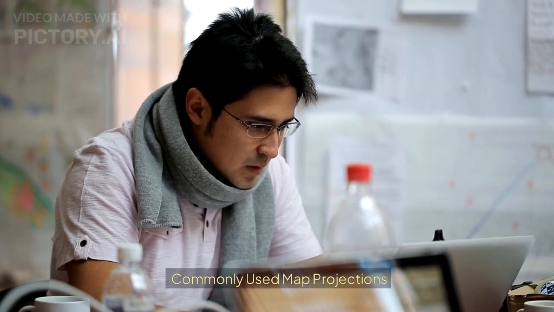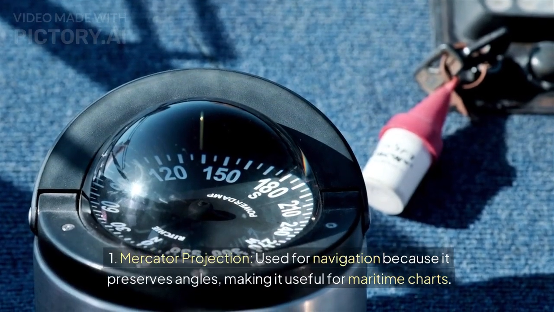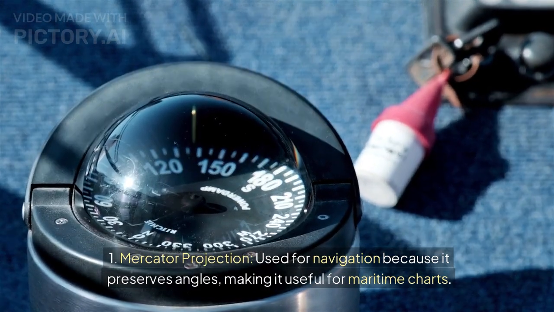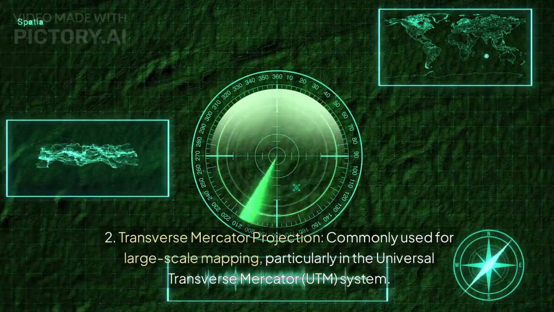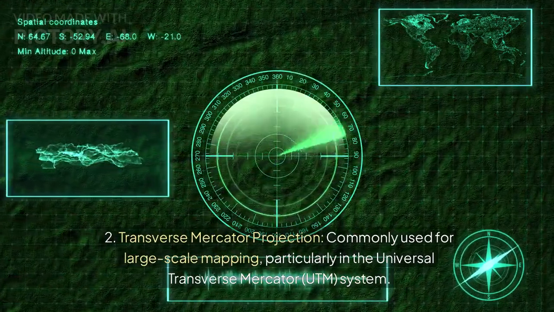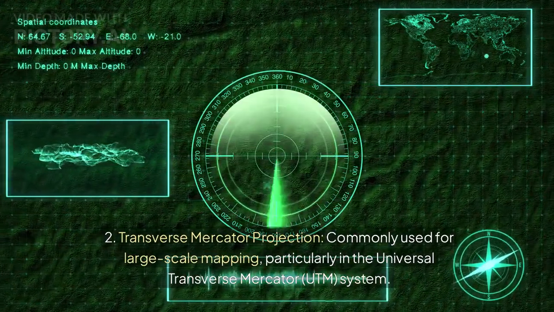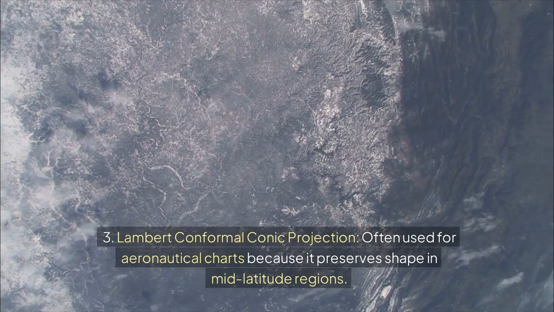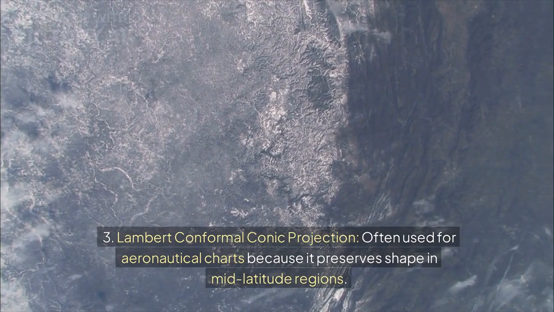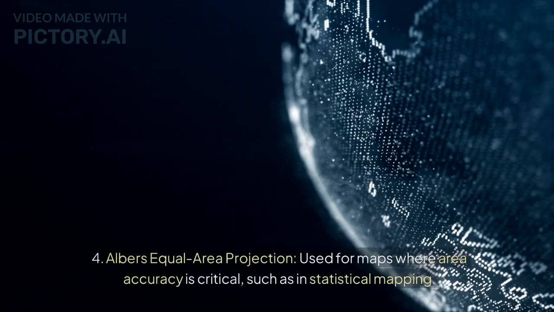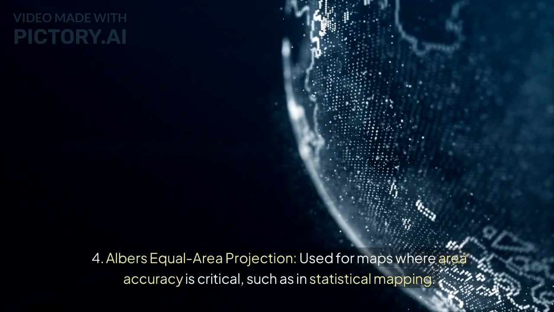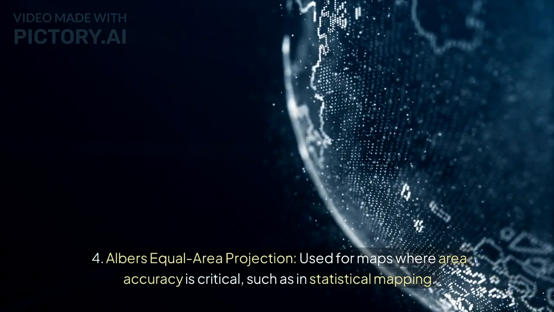Commonly used map projections. 1. Mercator projection. Used for navigation because it preserves angles, making it useful for maritime charts. 2. Transverse Mercator projection. Commonly used for large-scale mapping, particularly in the Universal Transverse Mercator (UTM) system. 3. Lambert Conformal Conic projection. Often used for aeronautical charts because it preserves shape in mid-latitude regions. 4. Albers Equal-Area projection. Used for maps where area accuracy is critical, such as in statistical mapping.